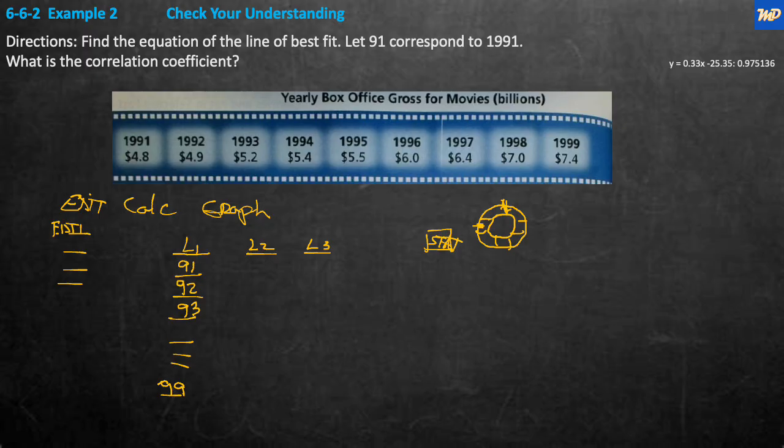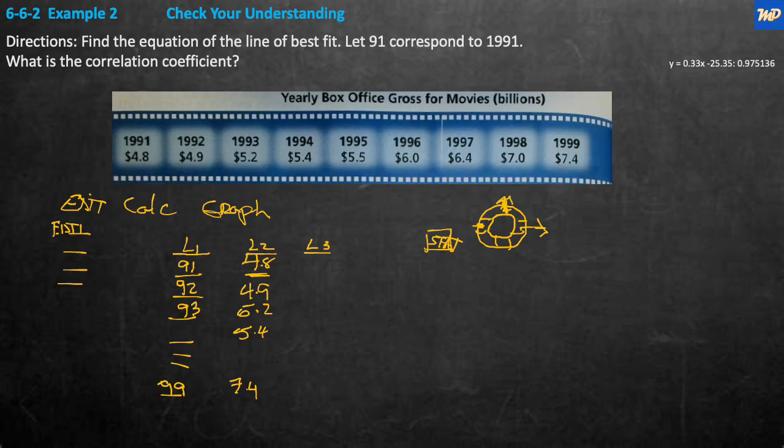Then you're going to use your cursor keys and move to the right one and then all the way back up to the top. You're going to put yourself right here. And then you're going to put in 4.8, and then the next one will be 4.9, and 5.2, and 5.4, and so on all the way down to the bottom, and 7.4. You've got your data entered in your columns.